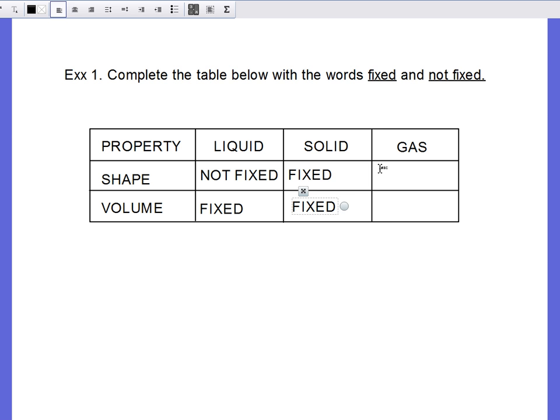And what about gases? They are both not fixed, because gases have no fixed shape, neither do they have a fixed volume. So that is also not fixed. If you're able to get everything right, please mark out of 6.